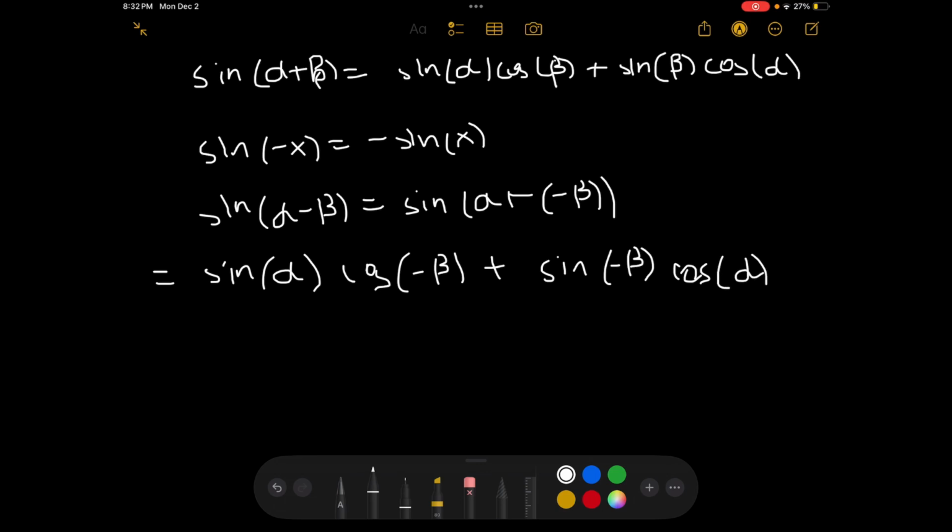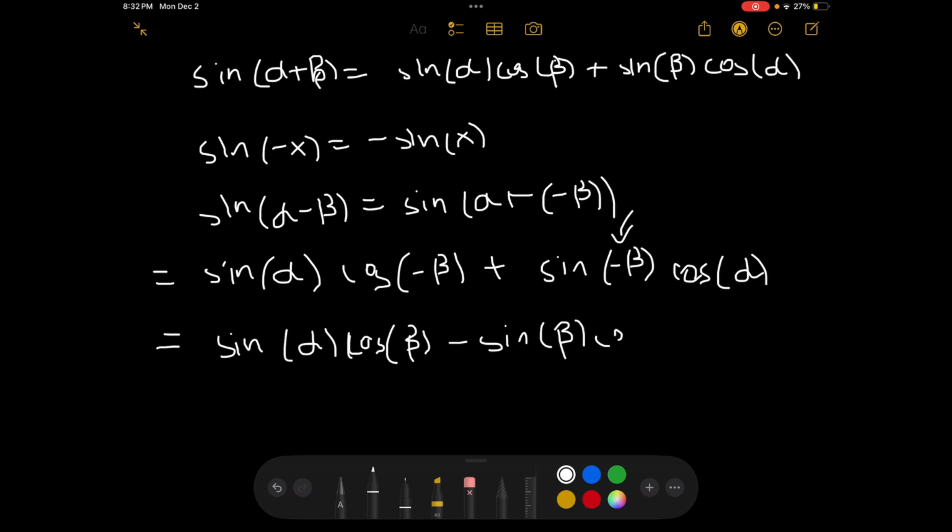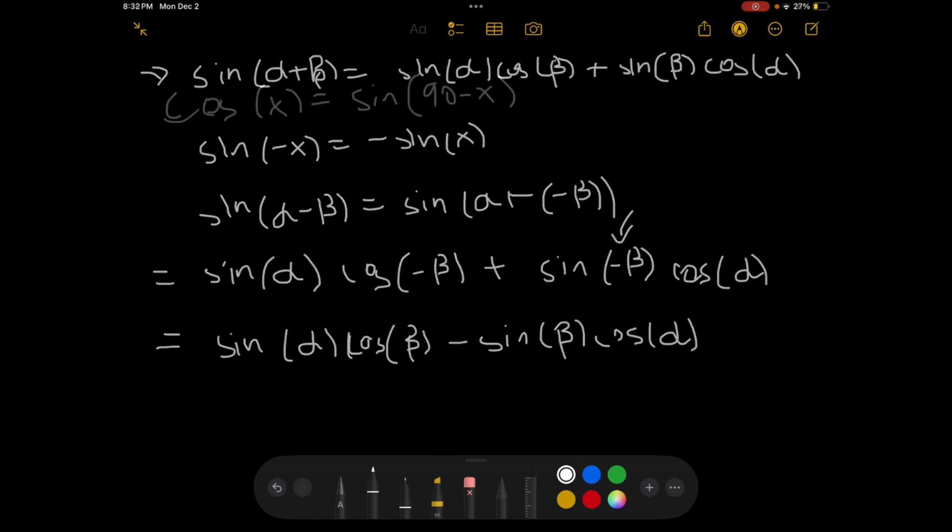Cosine of any negative angle is just equal to the positive version of that angle. So we can rewrite this as sine of alpha times cosine of beta, and then we're just moving this minus sign outside, so that'll become minus sine of beta times cosine of alpha. And once again, you don't have to memorize this identity because this is easily derived from this first identity. So if you were going to memorize any identity, it'd probably be this one.